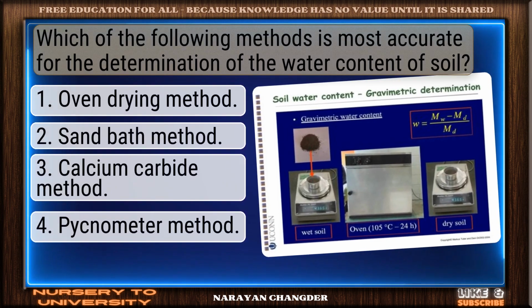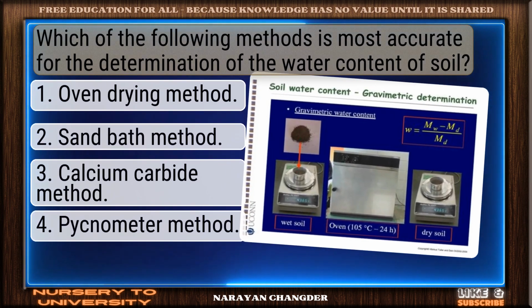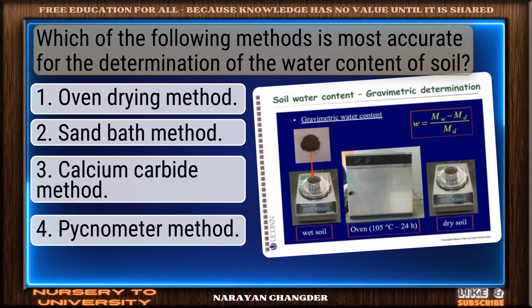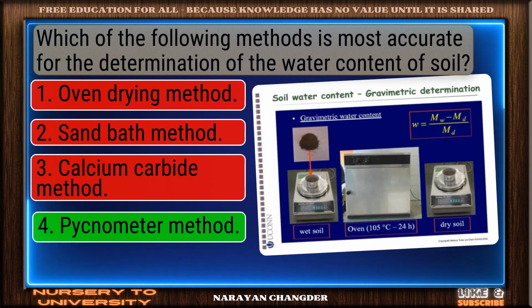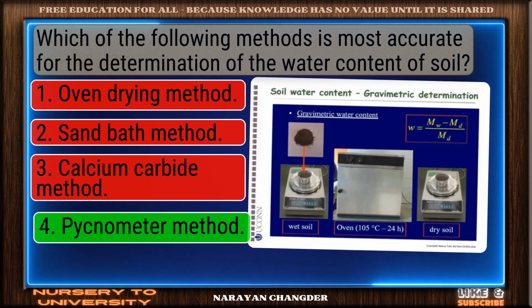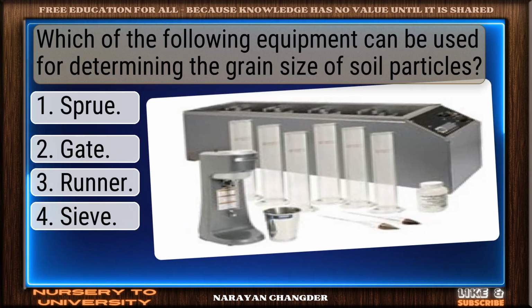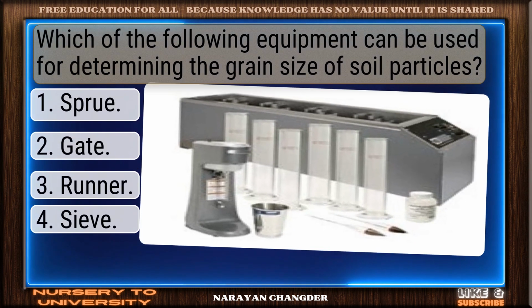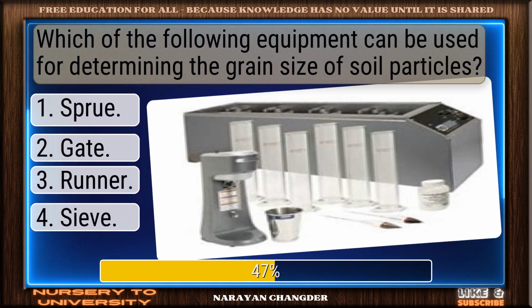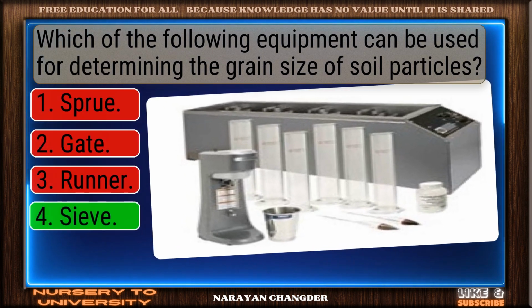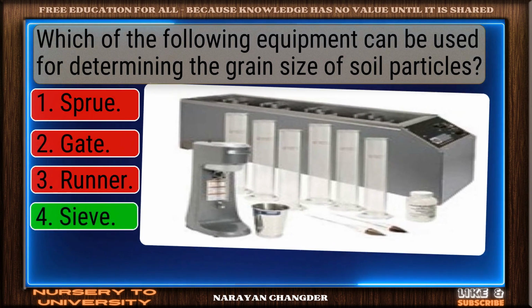Which of the following methods is most accurate for the determination of the water content of soil? Sharp thinking. Pycnometer method is the right choice. Which of the following equipment can be used for determining the grain size of soil particles? You chose sieve, and it is correct.